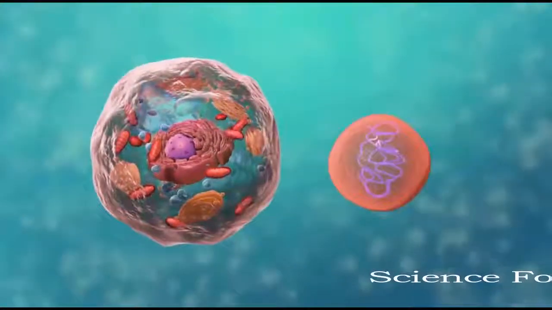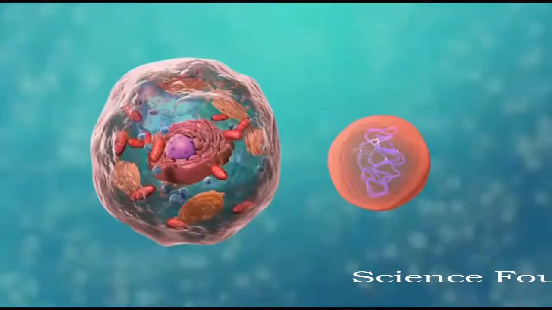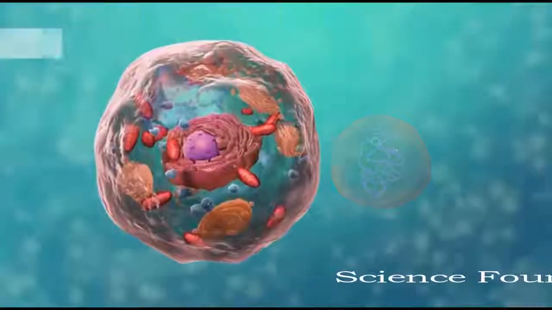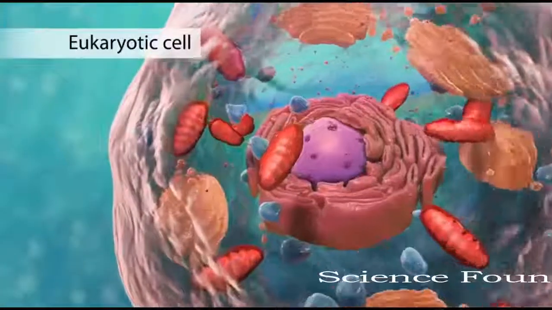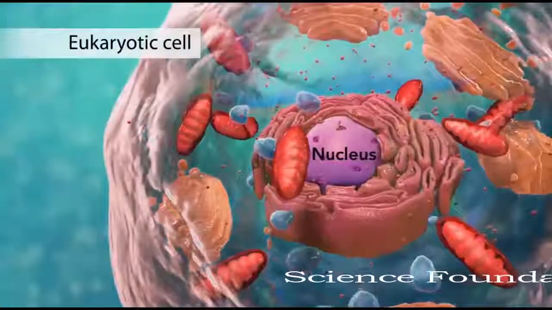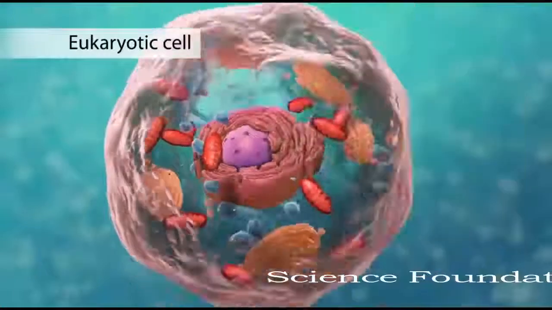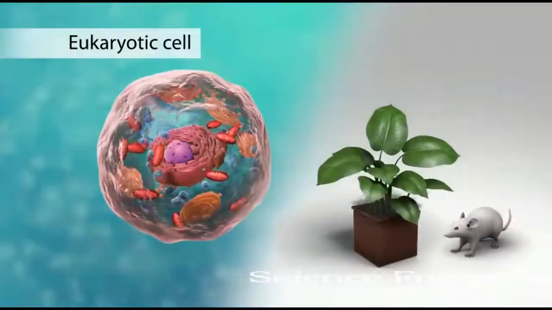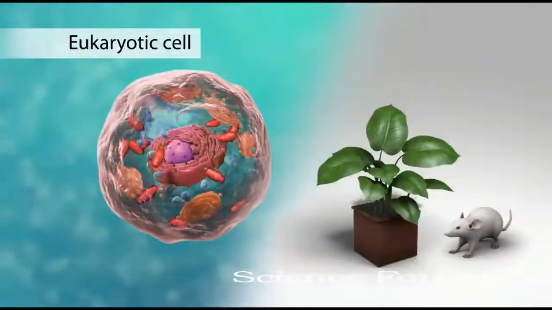There are two broad categories of cells. The first category is eukaryotic cells. They have organelles, which include the nucleus and other special parts. Eukaryotic cells are advanced, complex cells, such as those found in plants and animals.